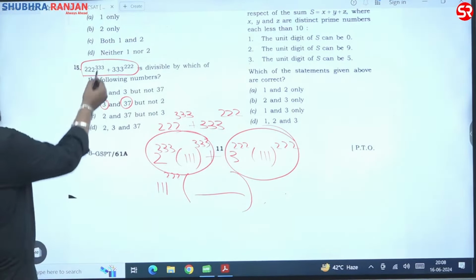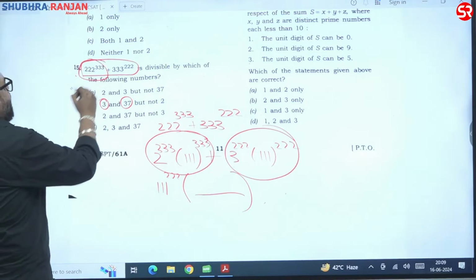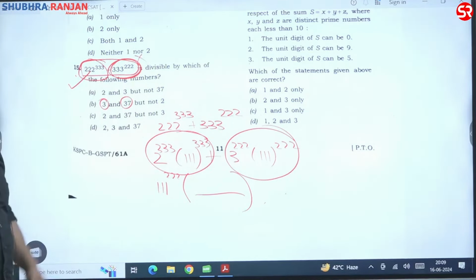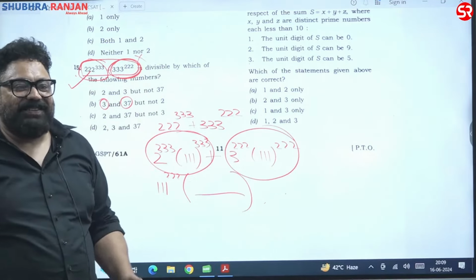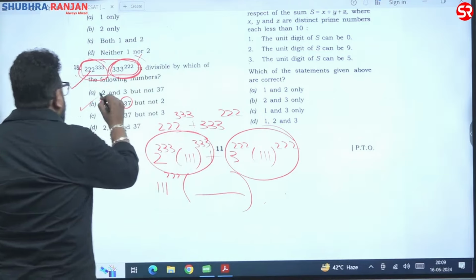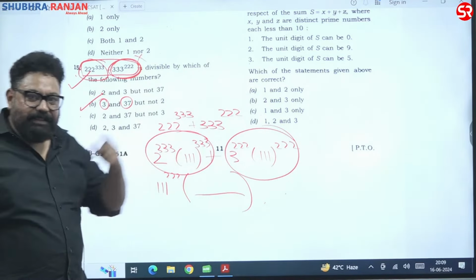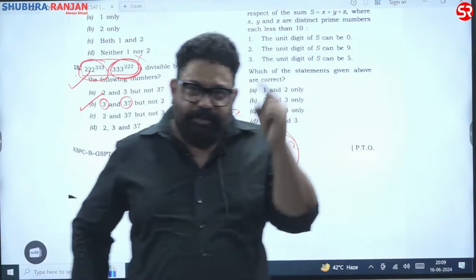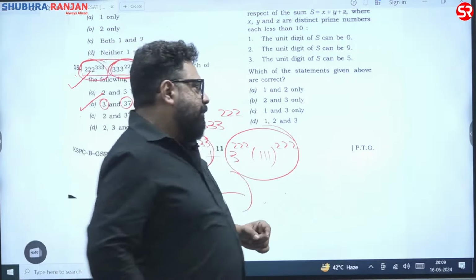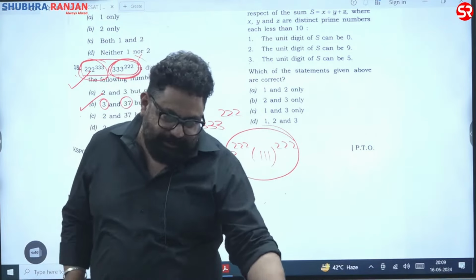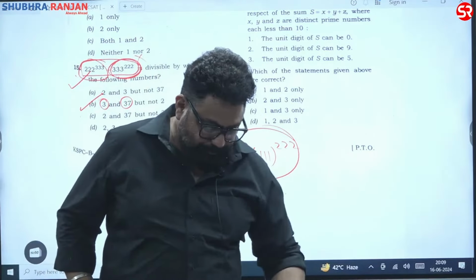Now let's talk about why not 2, sir? Because see guys, this is an even number. This is exactly divisible by 2. Agreed. But this is an odd number. This is not exactly divisible by 3. Simple. Right? So definitely 3 and 37 but not 2. Divisibility rules of number system. And I was very sure, I made you write over there. What is 111? 3 into 37, right? 3 into 37. So I hope this is good, guys.